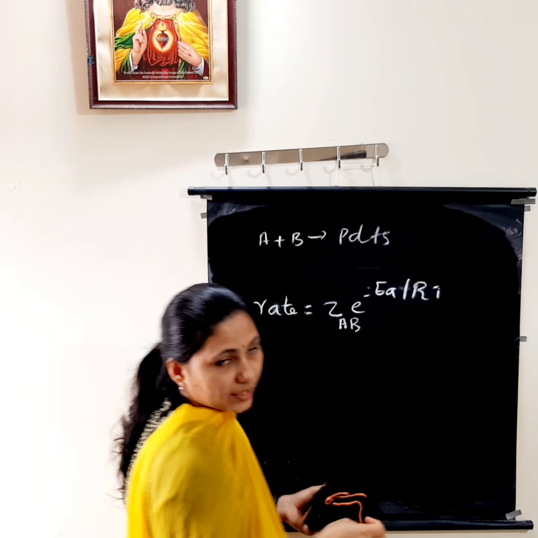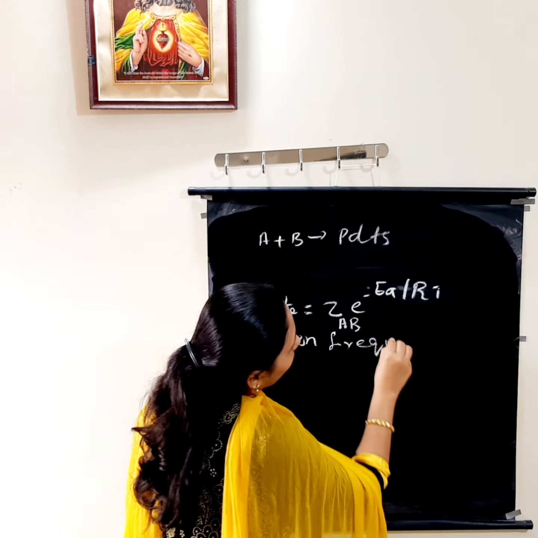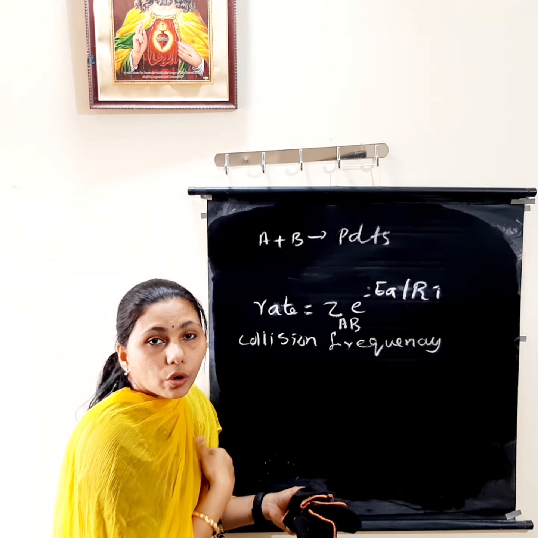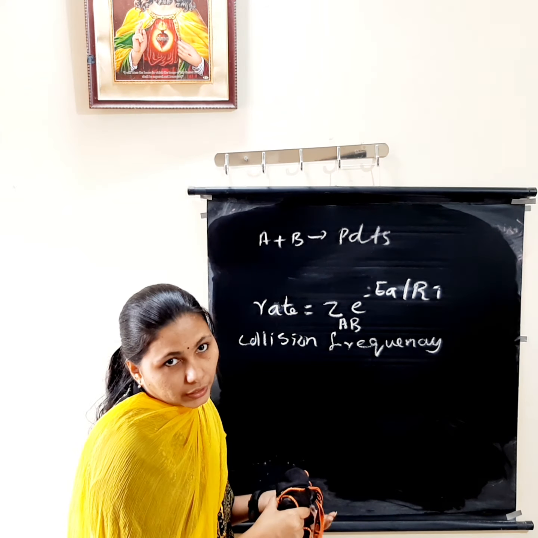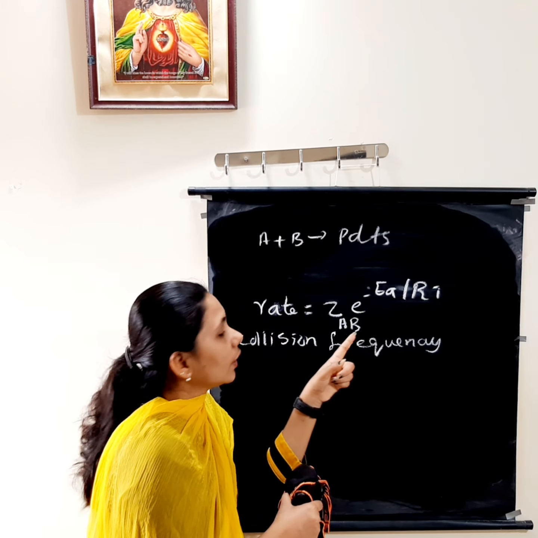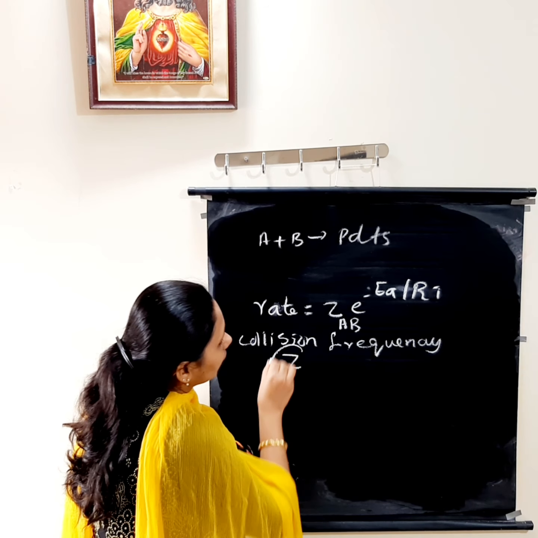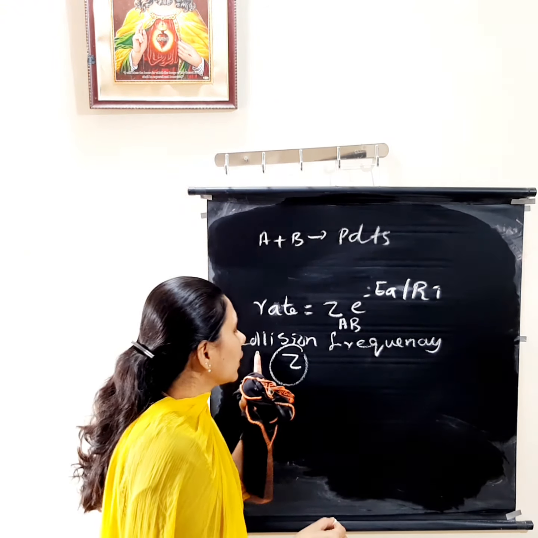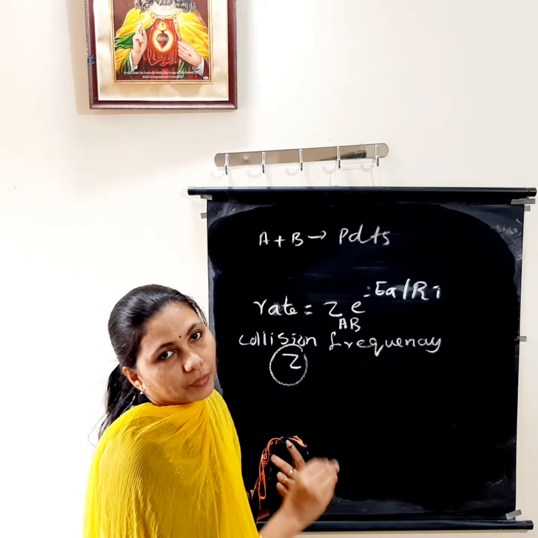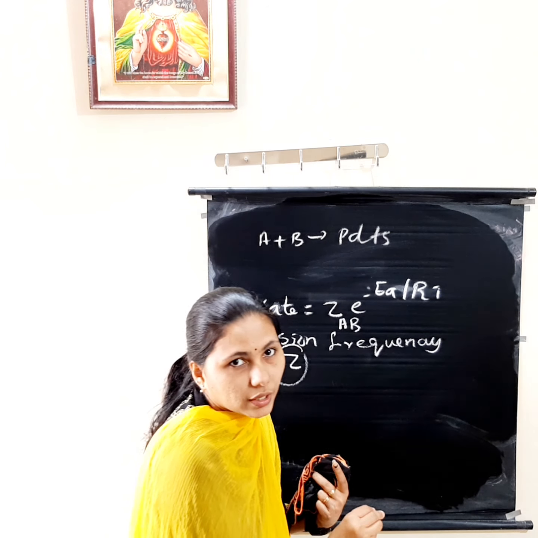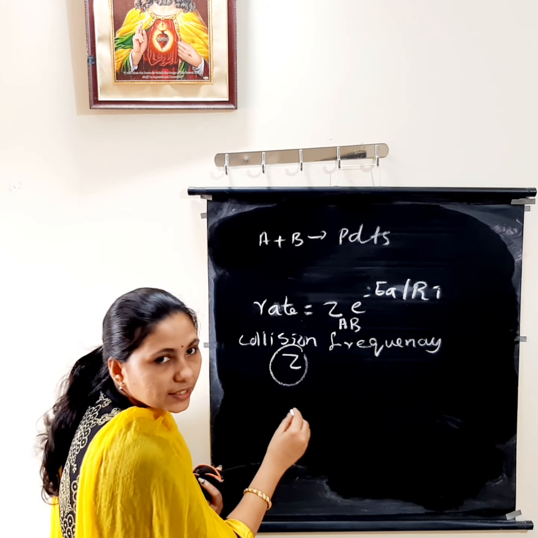Define collision frequency. So what is collision frequency? The number of collisions per unit volume is known as collision frequency. Here ZAB is the collision frequency for A and B. Generally we can write it as Z, a collision frequency, that means the number of collisions per unit volume. Now just compare this with our Arrhenius equation.